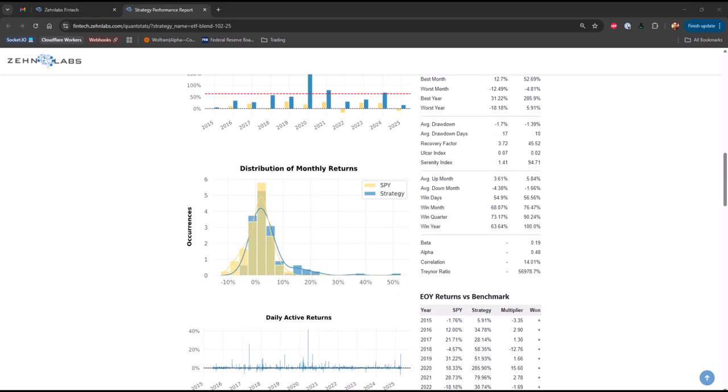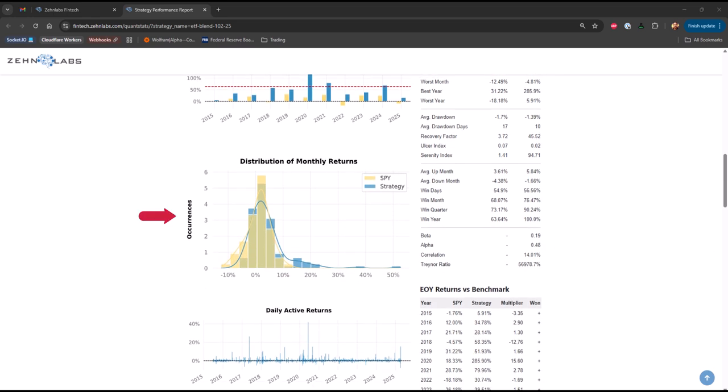Then the distribution of monthly returns bar chart quickly tells me that most of this strategy's monthly returns are perhaps in the range of 3 to 4%, and there are outliers which can be 20% or more. The key thing that I look for in this chart is how tall the blue bar is, left of the 0% line, to give me an idea as to how many months during the analysis period this strategy had negative returns.